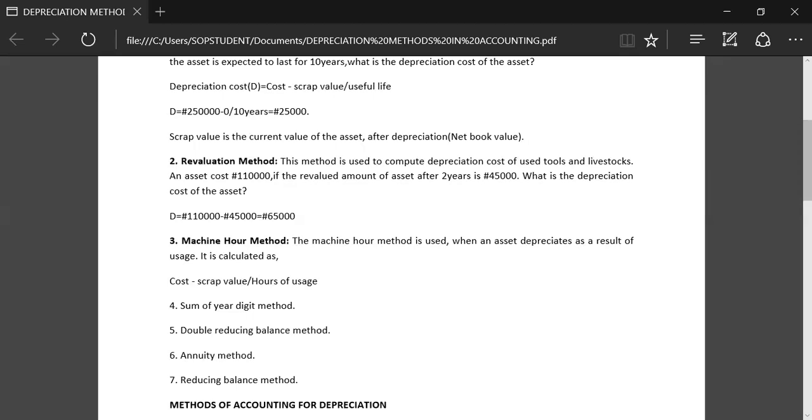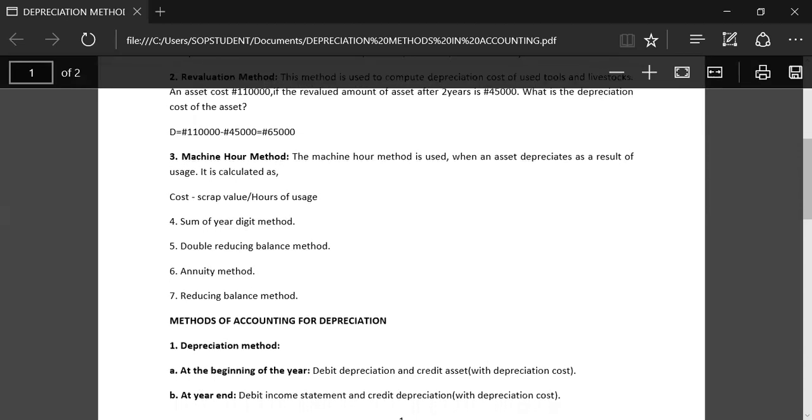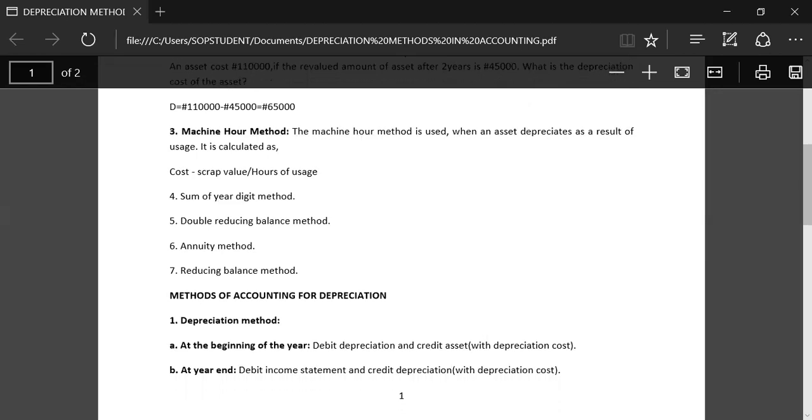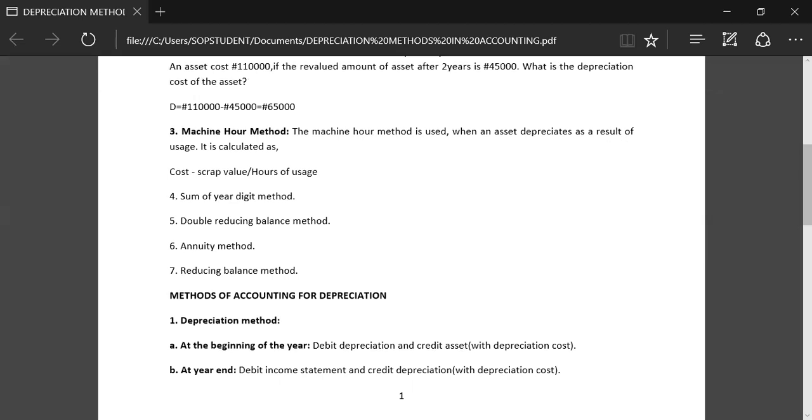We also have the machine hour method. This method is used when an asset depreciates as a result of usage. It is derived by taking the scrap value and the hours of usage; in other words, when you divide the scrap value by the hours of usage, you subtract what you get from the cost.